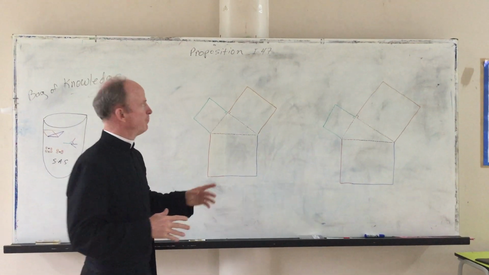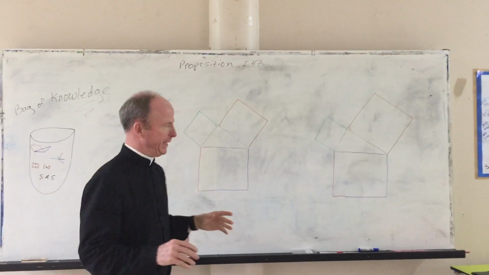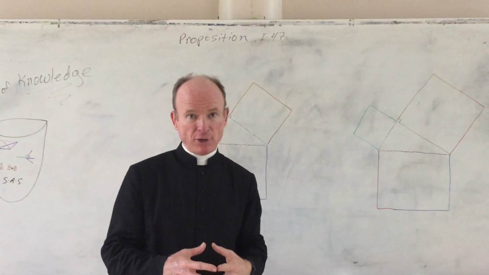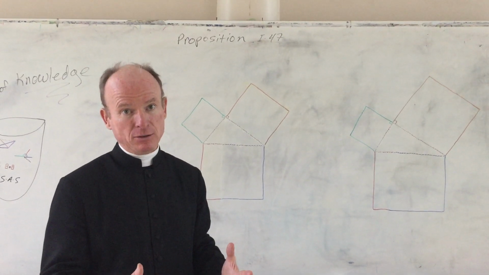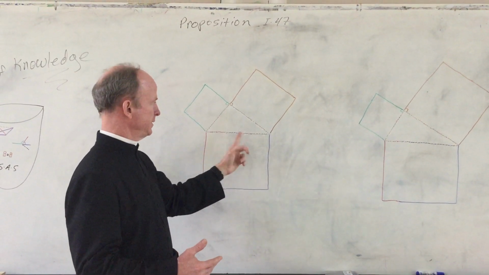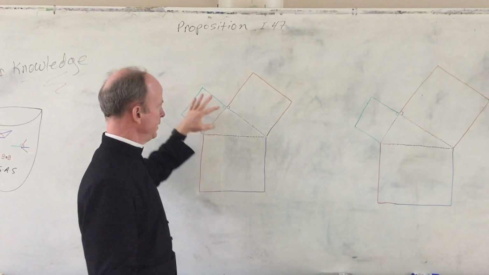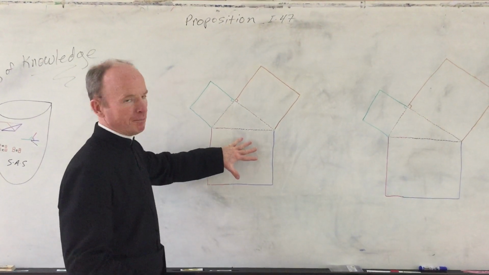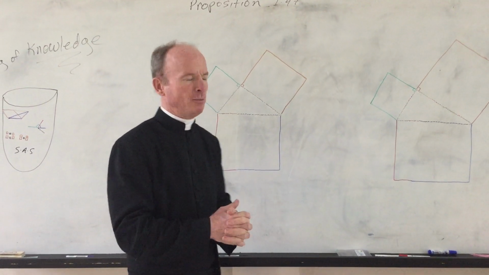Students, today we have Proposition 47, Book 1, a famous prop. In right angle triangles, the square on the side opposite the right angle is equal to the squares on the sides containing the right angle. Another way to say that is the square on the hypotenuse, which has a special word, is opposite the right angle. The square on the hypotenuse is equal to the squares on the sides. Pretty famous prop. I think it's also called the Pythagorean theorem.